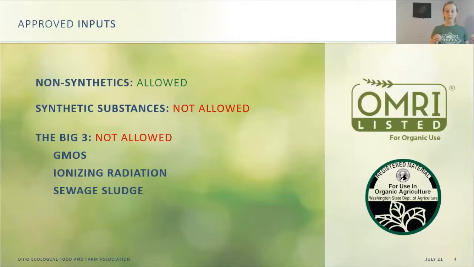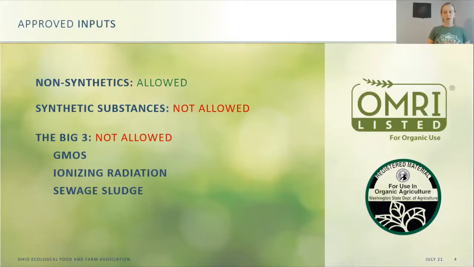Most non-synthetic inputs are allowed for use in organic production, and most synthetic substances are not allowed, but there are a few exceptions. There are a few things that are definitely not allowed, which are known as the big three. So GMOs, no GE seed of any kind allowed for use in organic production, ionizing radiation, or sewage sludge. Ionizing radiation would apply more to processed products, but no sewage sludge could be applied to organic farmland.